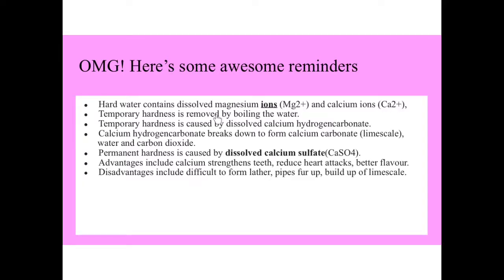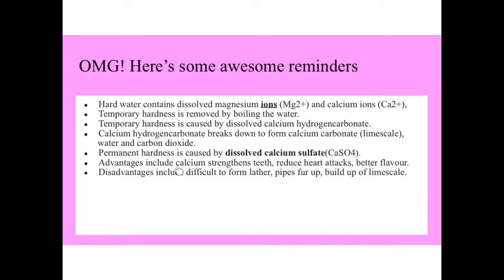Temporary hardness can be removed by boiling the water. Temporary hardness is caused by dissolved calcium hydrogen carbonate, okay? Calcium hydrogen carbonate breaks down to form calcium carbonate, limescale, water and carbon dioxide, okay? Permanent hardness is caused by dissolved calcium sulfate, okay? So it depends on the end bit as to whether it's permanent or temporary hard water, okay?